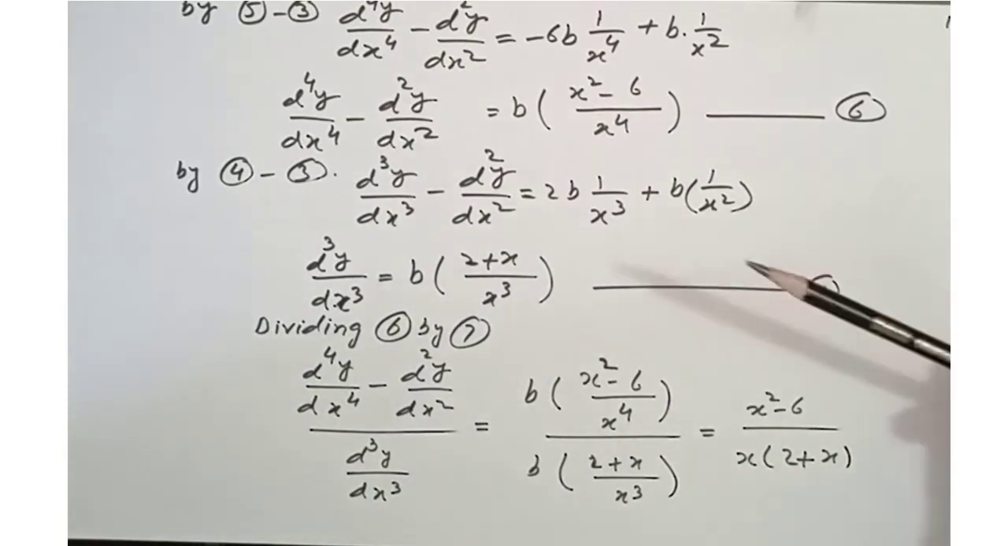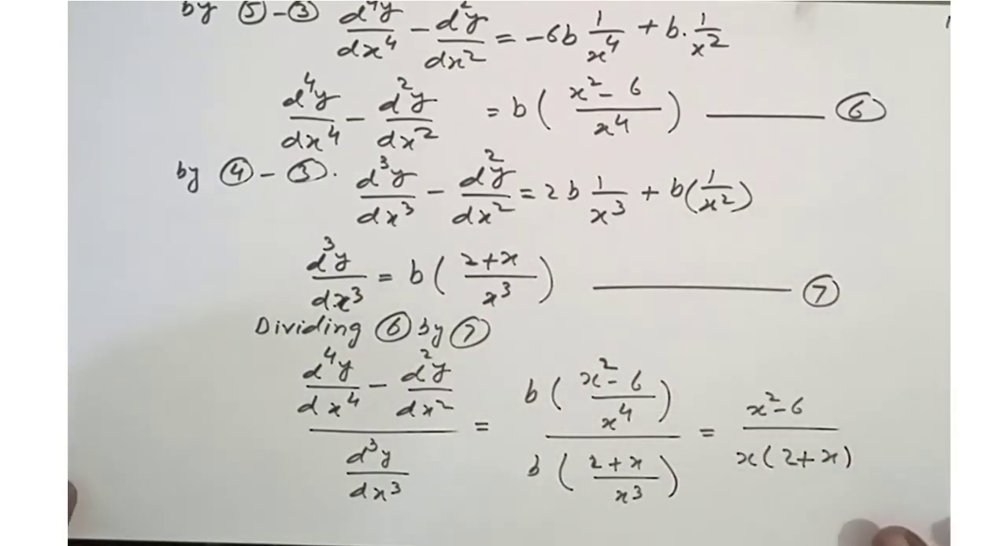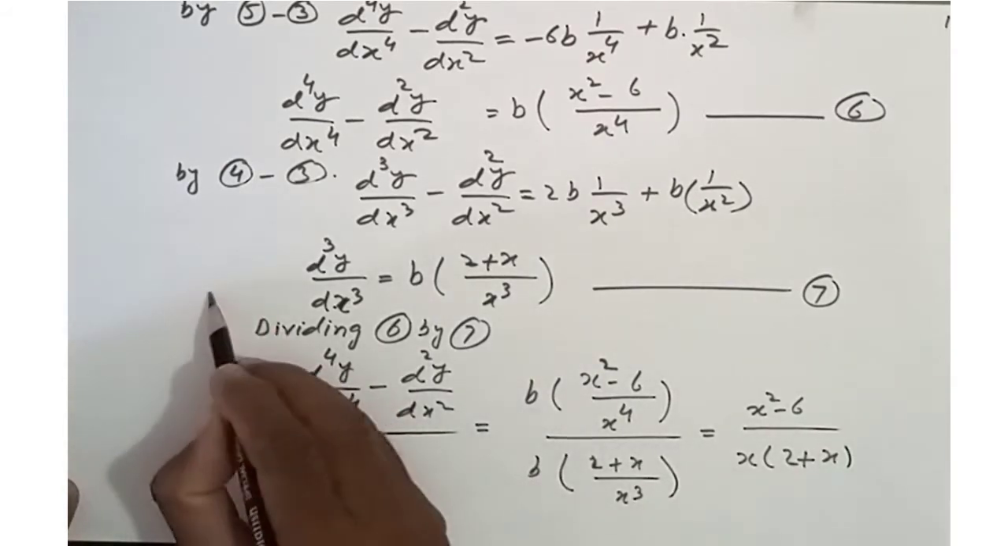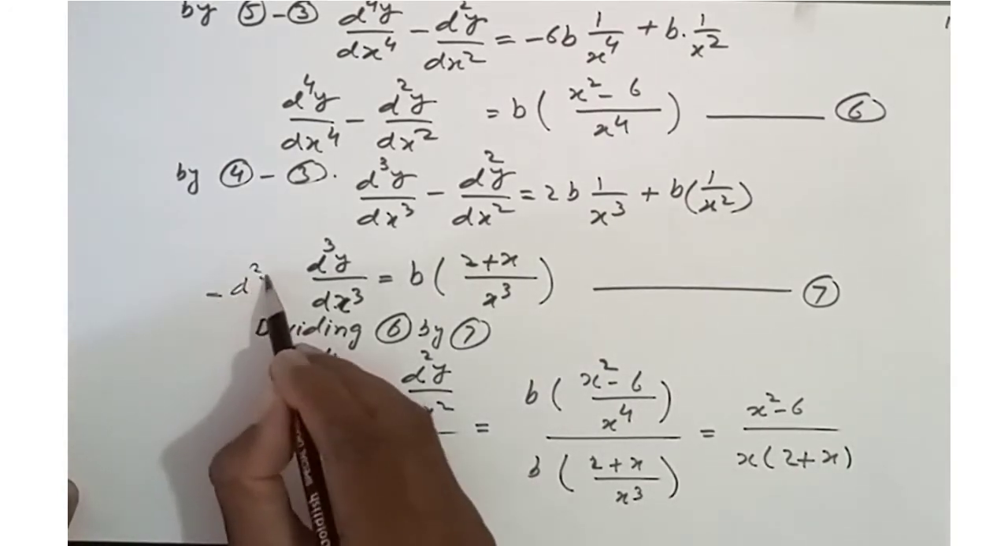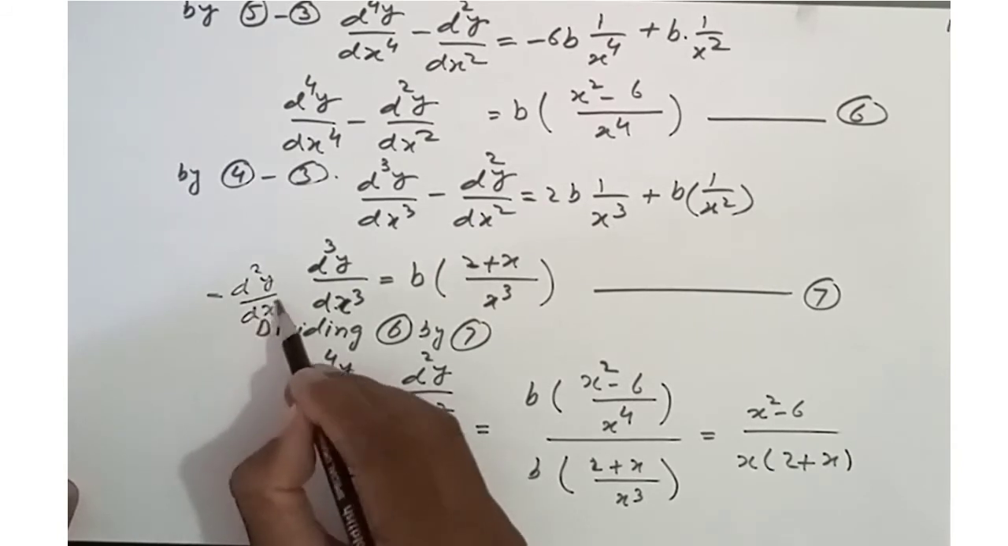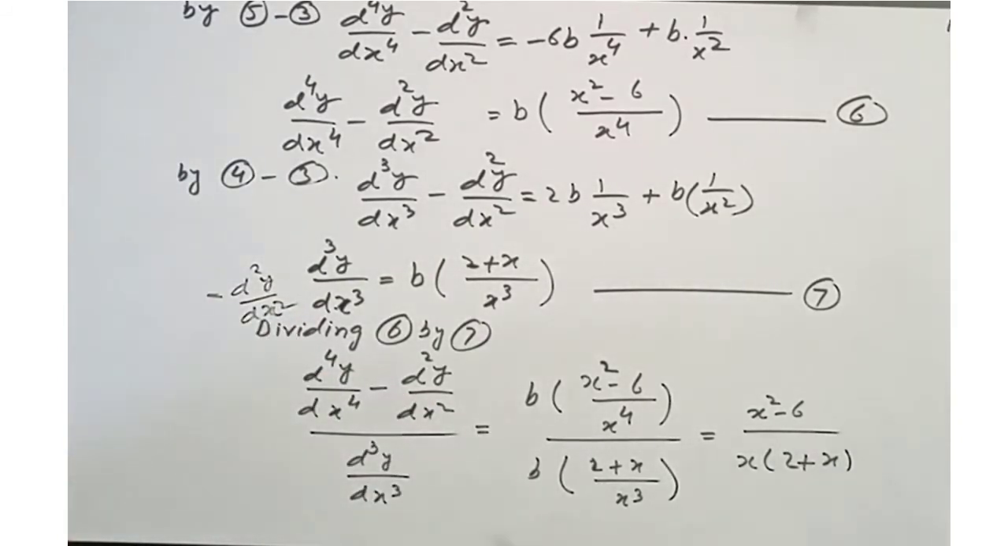Now dividing equation 6 by 7. One term is missing, that is here we write minus d square y over dx square. This is the missing term. Now dividing 6 by 7, we have the b into x square minus 6 over x to the 4, this term divided by this term, b into 2 plus x over x cube. The b will cancel and the x to the 4 will simplify. This becomes x square minus 6 over x into 2 plus x.